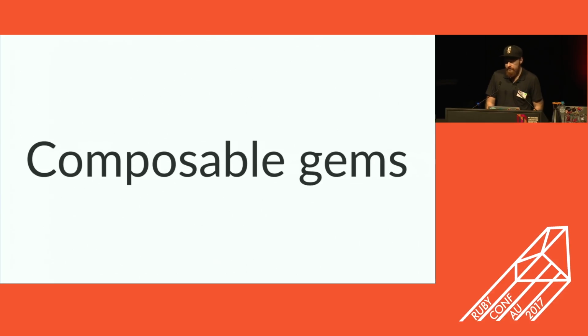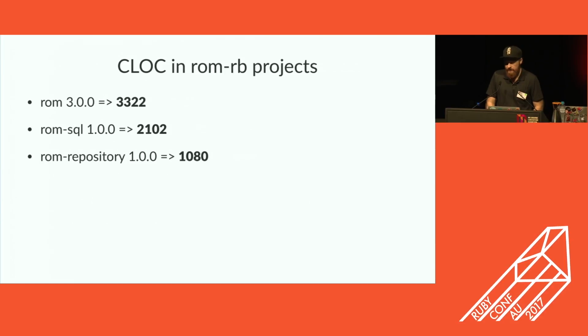Now, with composable gems, you can create a library that focuses on the essence. It doesn't have to do all kinds of stuff because it can reuse other abstractions from other libraries. And when it's easy to compose gems, it's much easier to just build them. And here's an actual outcome of that when it comes to the amount of code that we have in ROM. So ROM core library has 3,322 lines of code.